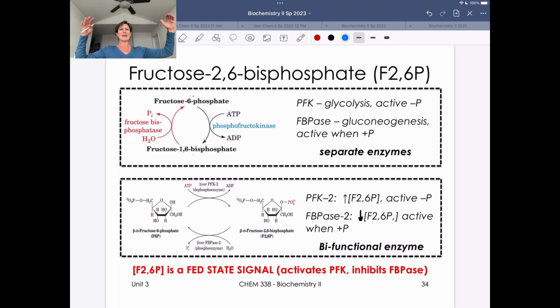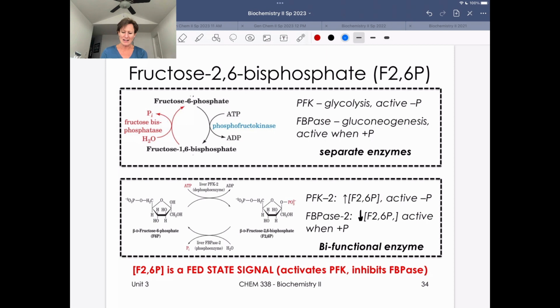Okay, so that hopefully was my 30,000 foot view of what's going on. We're going to get a little bit into the weeds here with understanding how F26P regulates both PFK and FBPase, ultimately regulating that substrate cycle between glycolysis and gluconeogenesis. Okay, so a little bit of details here on F26P.